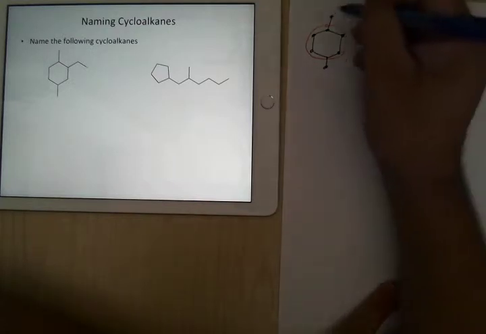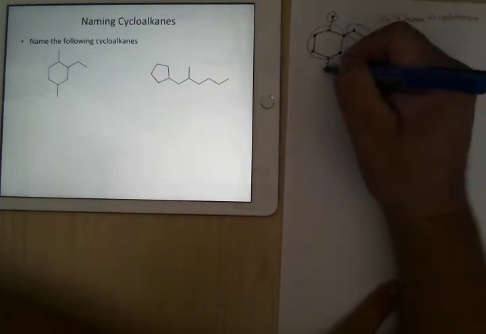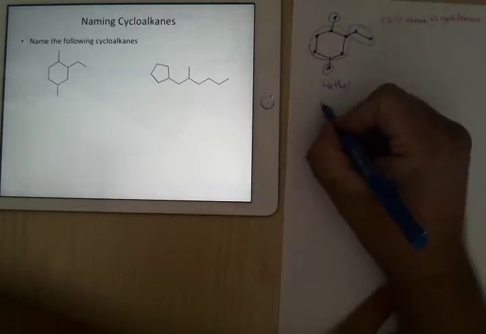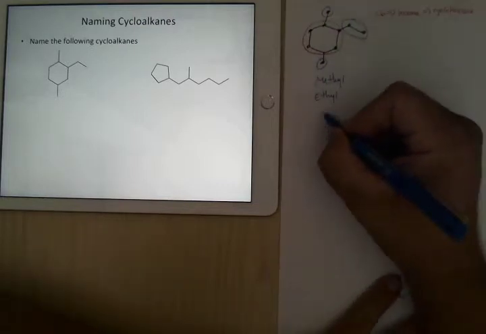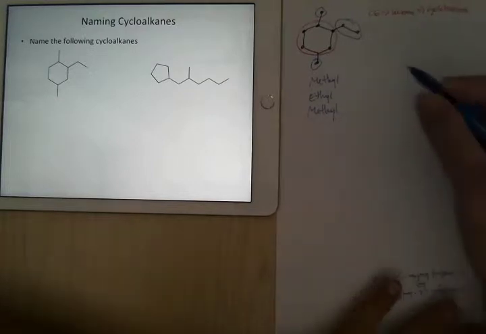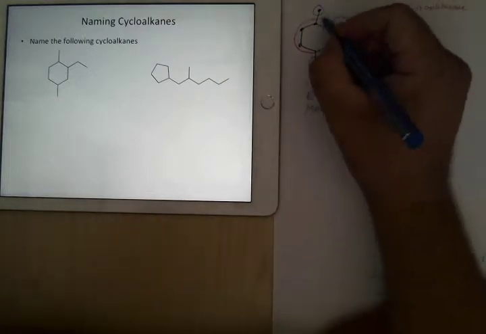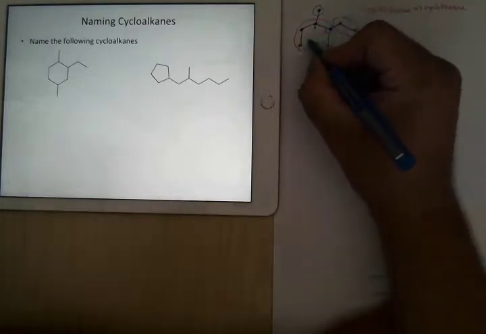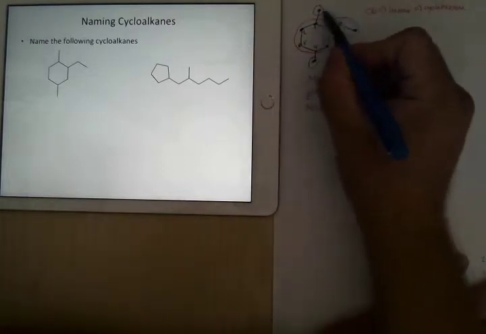So the side chains are here, here, and here. So you have methyl, ethyl, methyl. And so we're going to say, let's say this is 1. So 1, 2, 3, 4, 5, 6. The reason why I did that, I said, let's say this is 1.